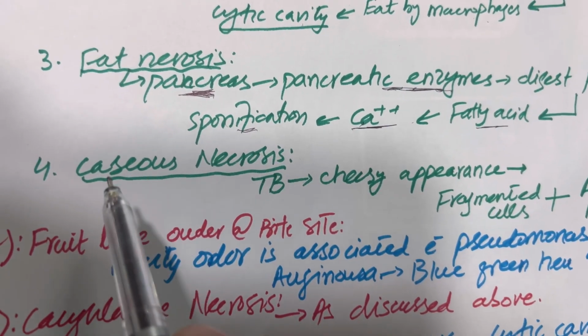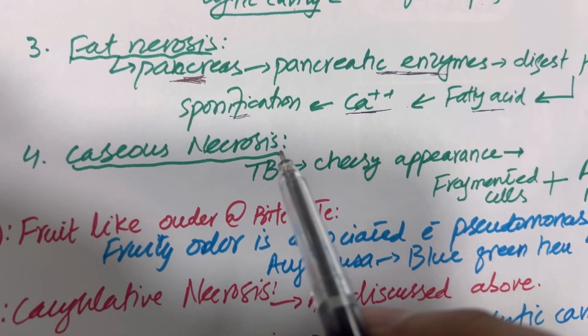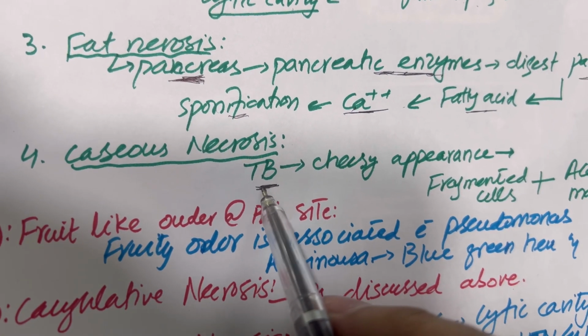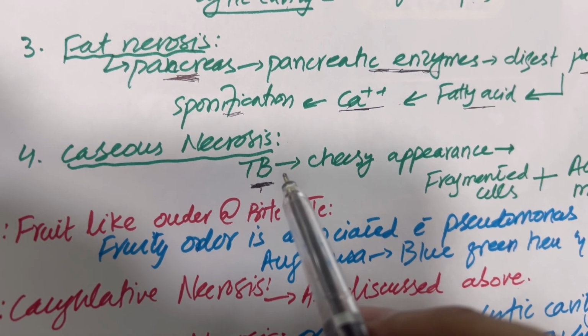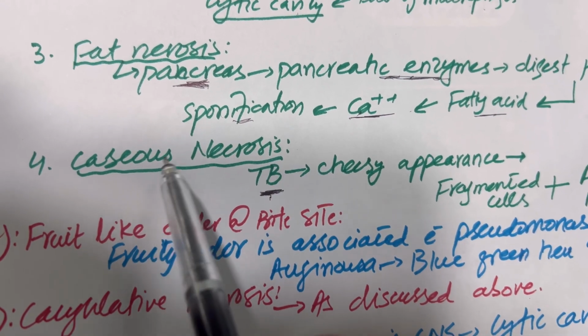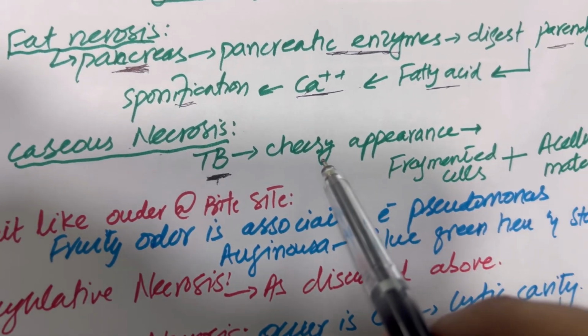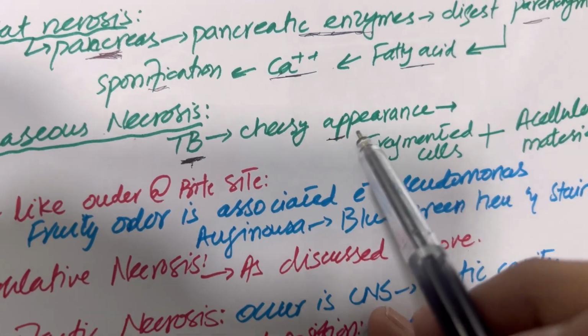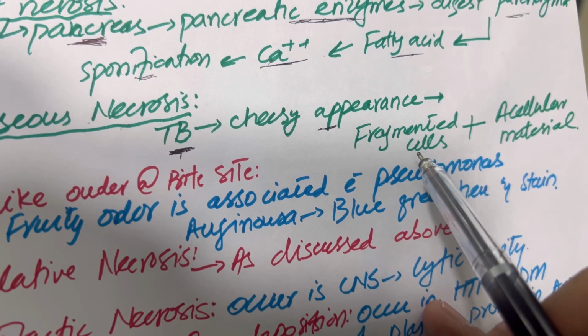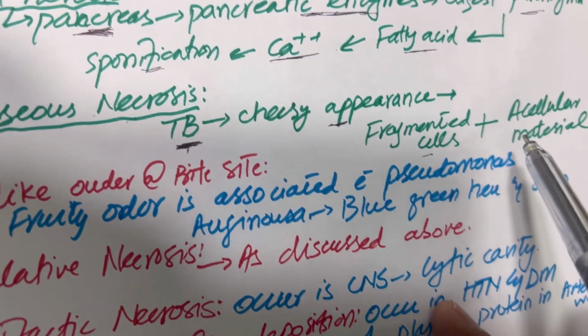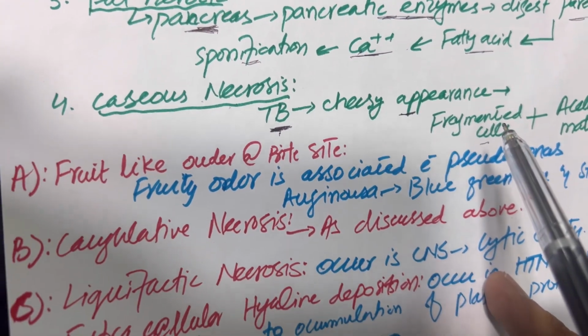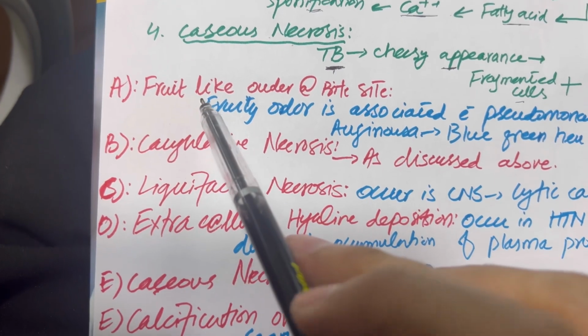The last one is caseous necrosis. It occurs in TB. There are some other diseases which also involve caseous necrosis, but they are not important here. So TB has a cheesy appearance, which leads to fragmented cells and acellular material. Now we will discuss the options one by one.